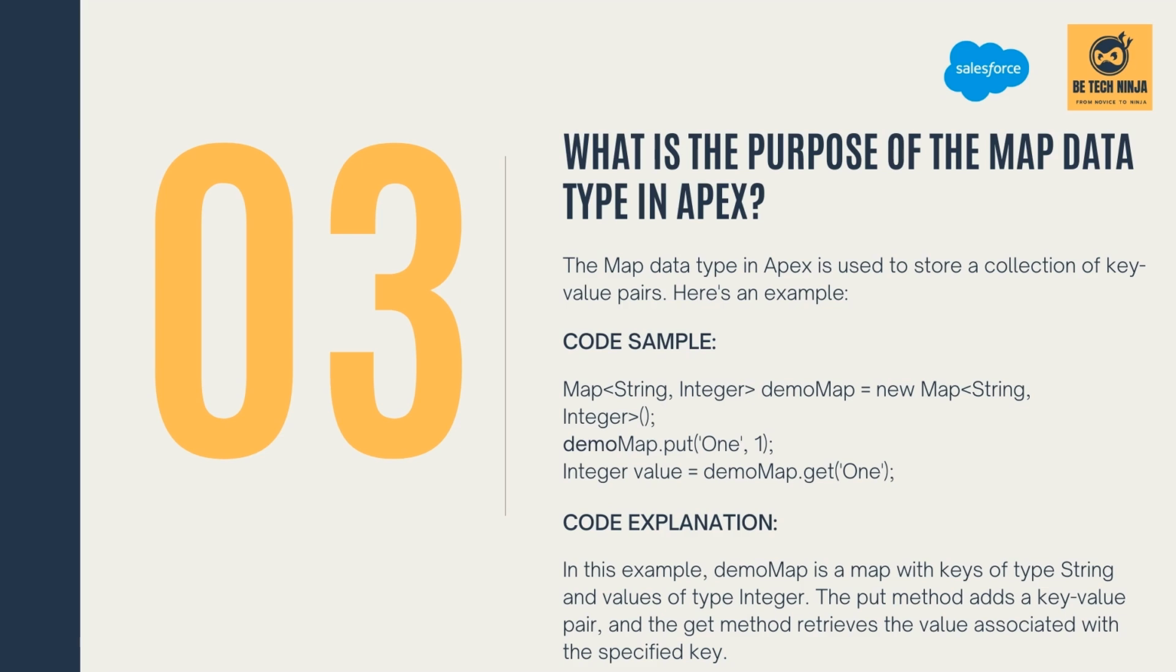The map data type in Apex is used to store a collection of key value pairs. Here's an example. In this example, demoMap is a map with keys of type string and values of type integer. The put method adds a key value pair, and the get method retrieves the value associated with the specified key.